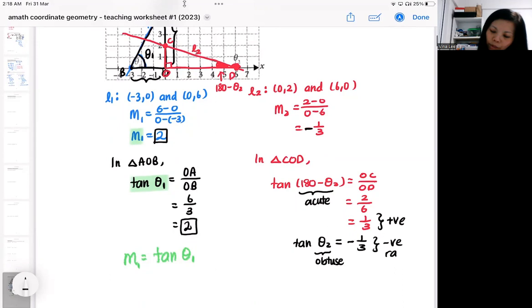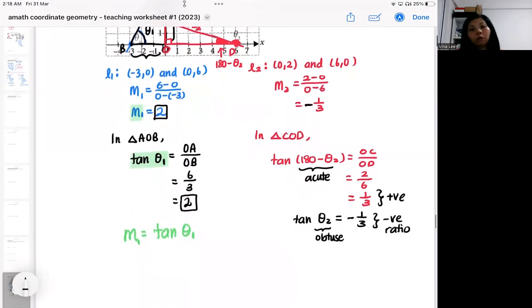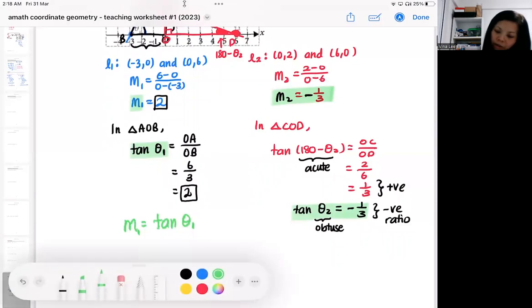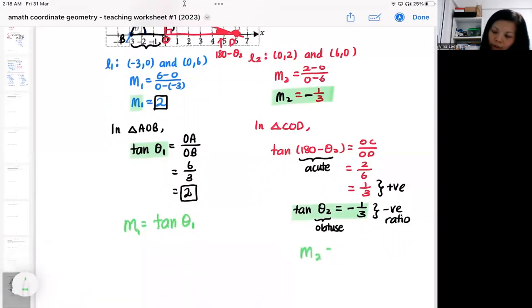At this moment, you may not understand why an obtuse angle has a negative ratio. So you need to accept this fact first. When you go to EMATH trigo, you will learn that tangent of an obtuse angle is always a negative ratio. Because of this, the gradient will match. Then you find that this and this will match, and that leads you to M2 equal to tangent theta 2.